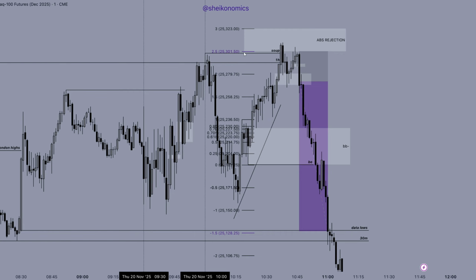Price taps into this deviation right here. Reject from it. We had a 30-second inversion, we had a CISD right here, and we have a 2 minute inversion, and also those two 1 minute also got inversed. So that was my entry, targeting data lows right here at the bottom. We also have low resistance liquidity in this leg.